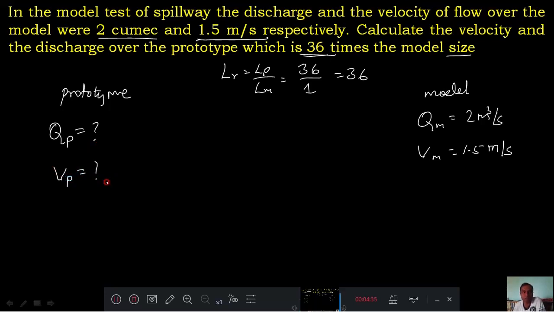Same, just like the previous problem, there is nothing different here. As it is exactly equal to the previous problem, I will give you the answers. You just cross check, right? You will get VP of the prototype equal to 9 meter per second, and you will get a discharge for the prototype of 15552 meter cube per second. We'll go to the next problem.